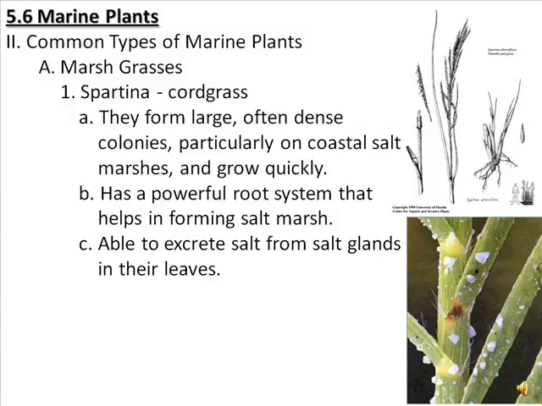Now, one way they are able to tolerate the high salinity of the ocean and estuaries is that they're able to excrete salt from salt glands in their leaves. If you look closely on the picture on the bottom right-hand corner, you can see salt crystallizing on the leaves of that specimen of Spartina. That indeed is the salt glands getting rid of the excess salt from the plant's body.